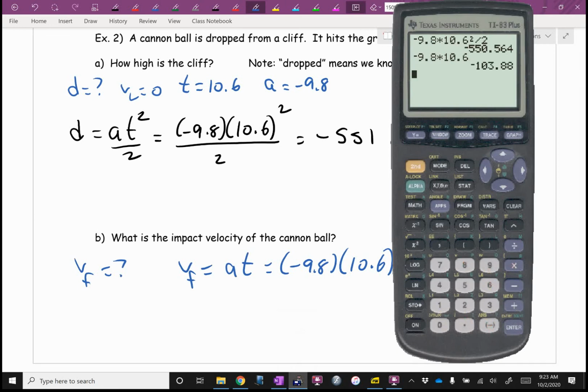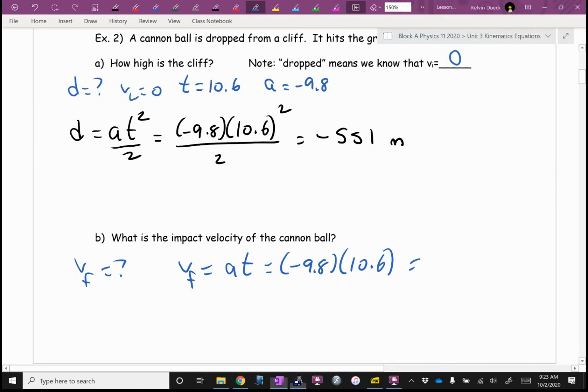What's the negative telling me? What direction is this traveling when it hits the ground? So I'm okay with a negative. Negative 104 meters per second, which is pretty fast. Oh, this cliff is over half a kilometer high. We're at a high cliff. Go big or go home, right?